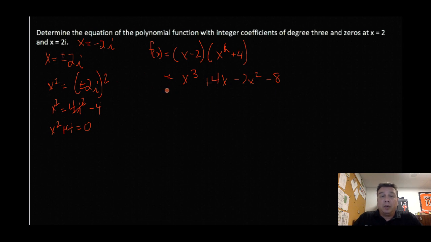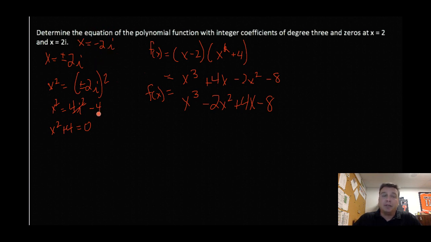Add all of your pieces together. Get it so that it's in the proper order. So now I know that f of x is going to equal x cubed minus 2x squared plus 4x minus 8. So determine the equation of the polynomial function with integer coefficients of degree 3. Zeros are at x equals 2, and the other one is at x equals 2i. That means that my third is x equals negative 2i.